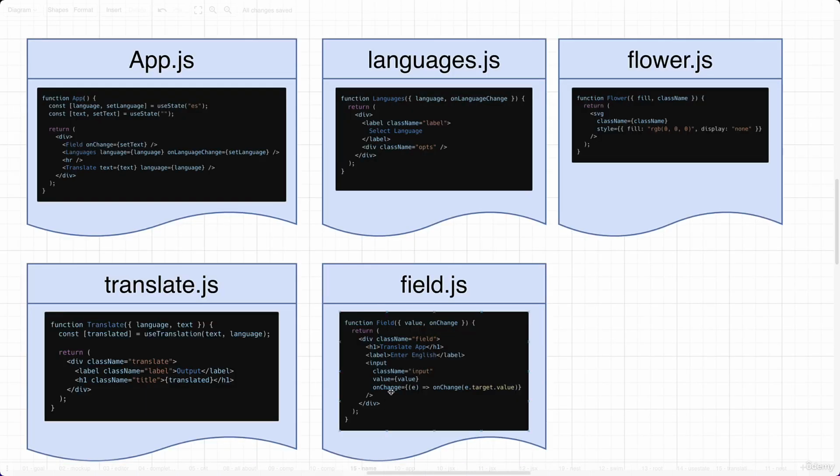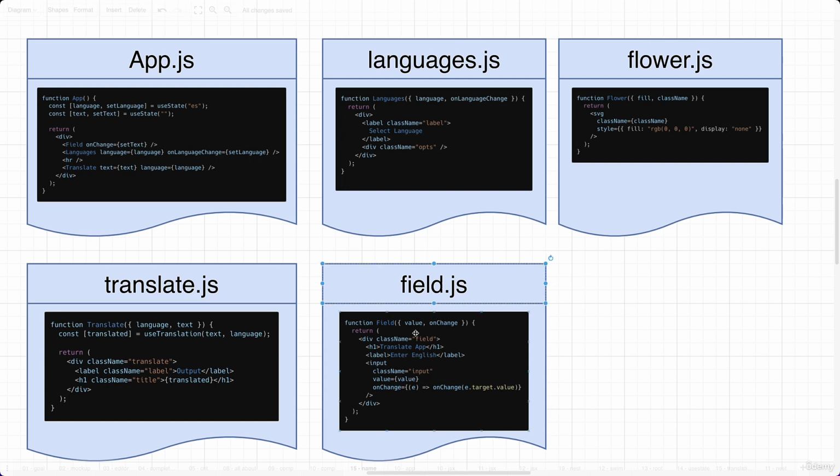For example, even the relatively small Translate app that we just put together, it was a pretty small app, it still had 5 different components inside of it. You and I were working on a component inside the app.js file, but there were 4 other components inside there as well. So there's one inside of languages.js, another one inside of Flower, another one Translate, and another one called Field. Each individual component is in charge of displaying content for a certain portion of the application.